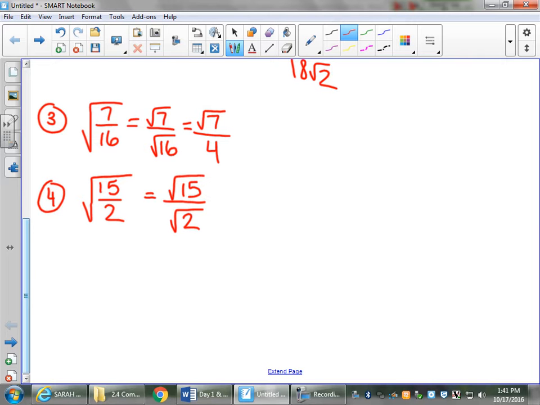We cannot leave it like this, though. We're not going to leave any of our answers with a radical in the denominator, so we're going to do a process called rationalizing the denominator. We did one problem at the beginning of the school year when we were doing isolating that involved this skill. So we're going to multiply the numerator and the denominator by whatever that denominator was, so radical 2 in this case.